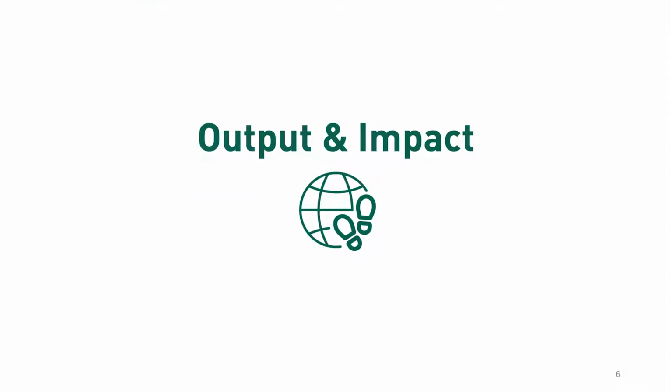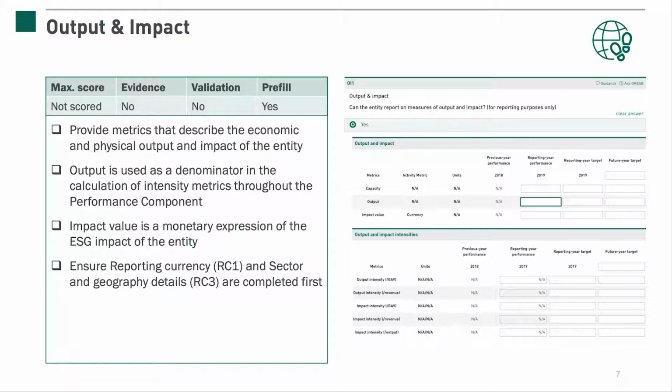We'll now discuss the aspect Output and Impact. There is just one indicator in this aspect, and its intent is to provide data on the physical output from the entity and the service it provides. The metrics cover capacity, physical output, and impact value. The mandatory metric in this indicator is output, which is used throughout the performance component to calculate intensities.